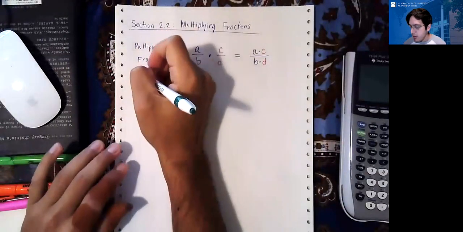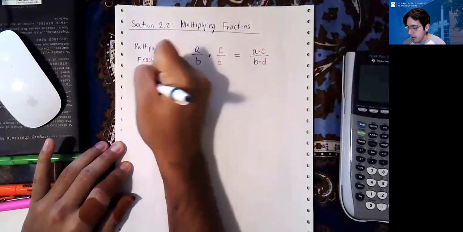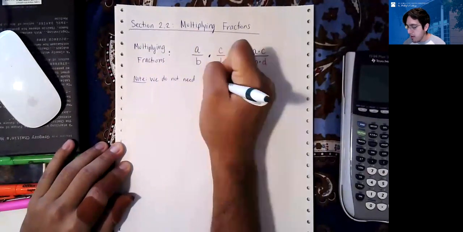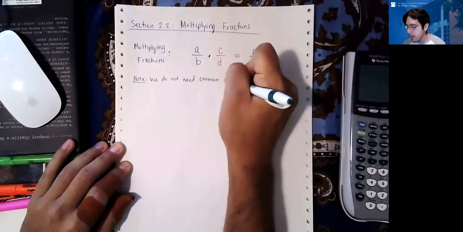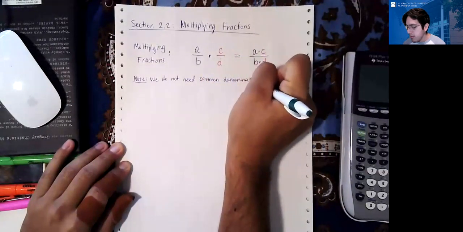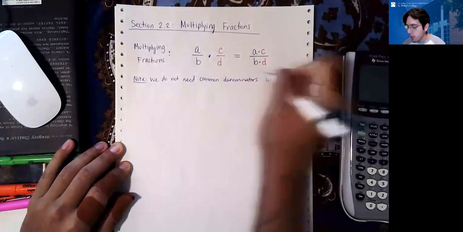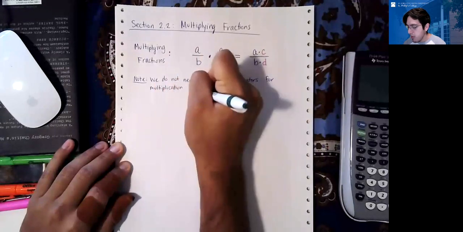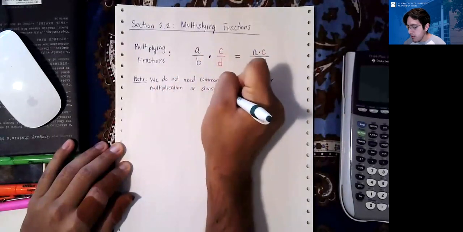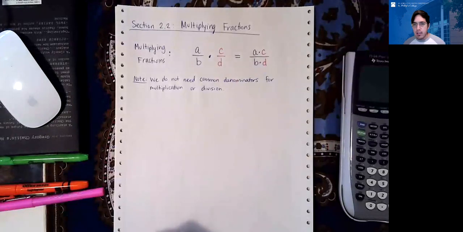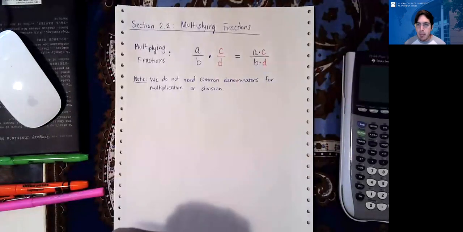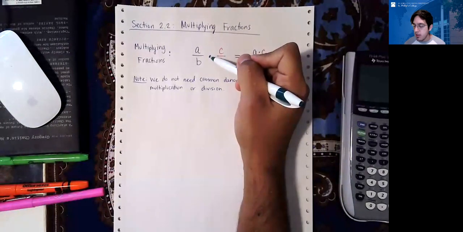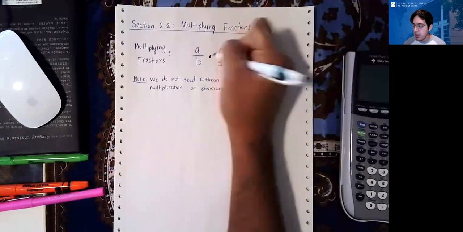And note, we do not need common denominators for multiplication or division. Is the dot symbol for multiply? Yeah, the dot means multiply.